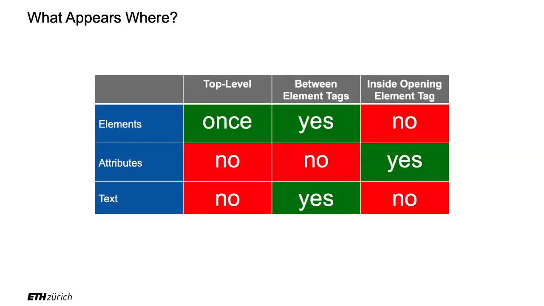Okay. So what can appear where? This is what I already told you, just summarized. Elements can appear exactly once at the top level, and between other element tags as many times as you want. They can nest, but not inside an opening element tag. The attributes can only appear inside an opening element tag or an empty tag, right? And the text can only appear between element tags, neither at the top level nor inside an opening element tag, because that's only attributes in there.